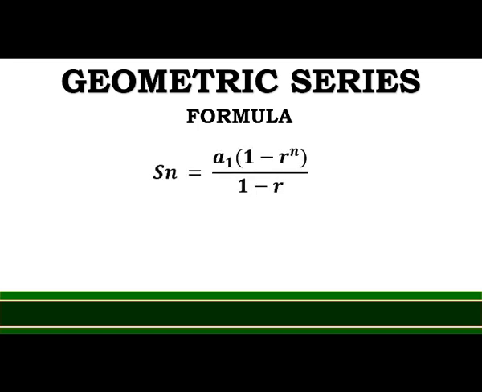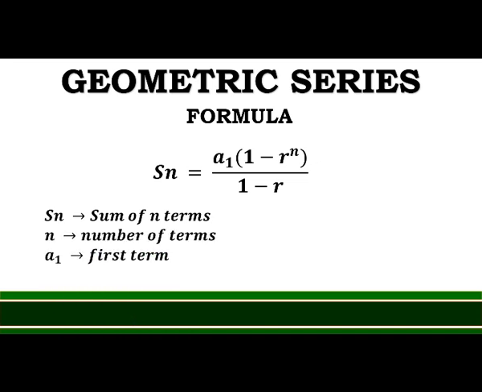Okay. So ngayon naman, let us try to solve geometric series using formula. Okay, where the formula is S sub n is equal to a sub 1 multiplied by 1 minus r raised to n divided by 1 minus r, where S sub n is the sum of the n terms or the sum of the sequence, n is the number of terms, a sub 1 is the first term, and r is the common ratio.